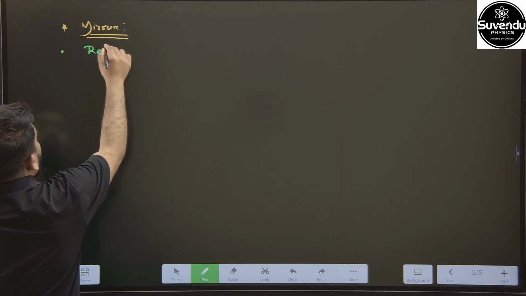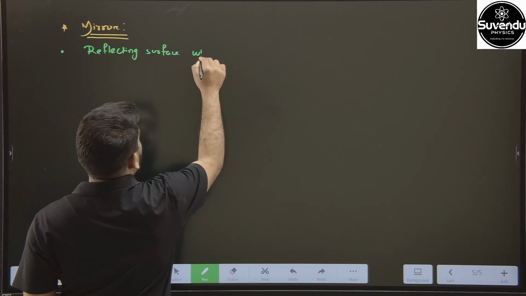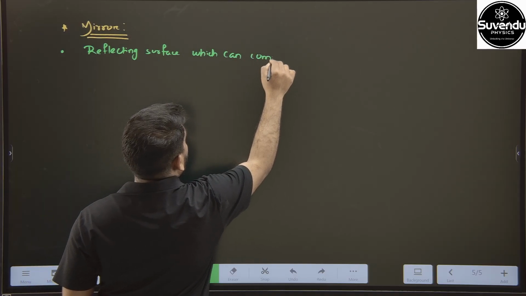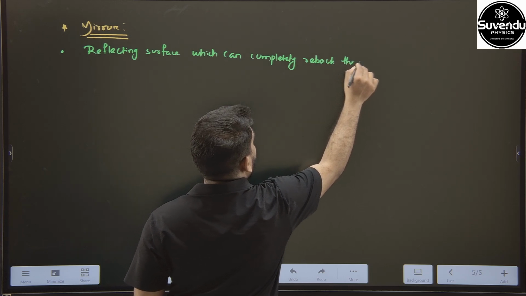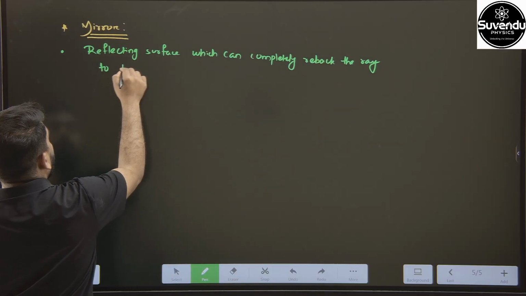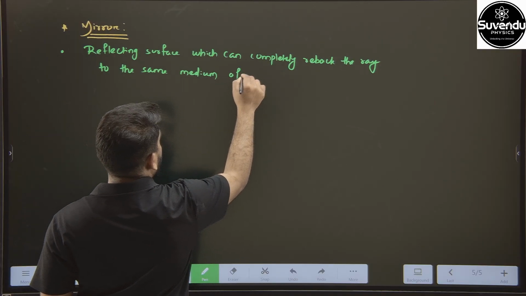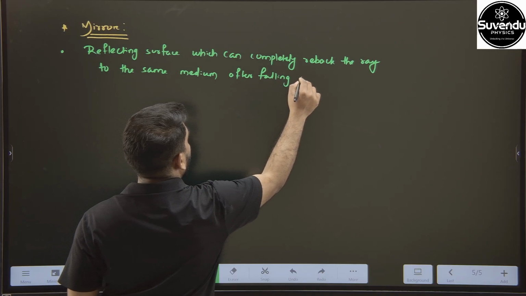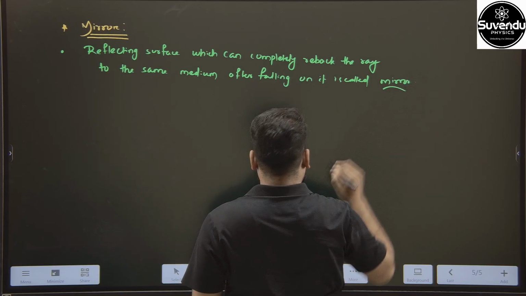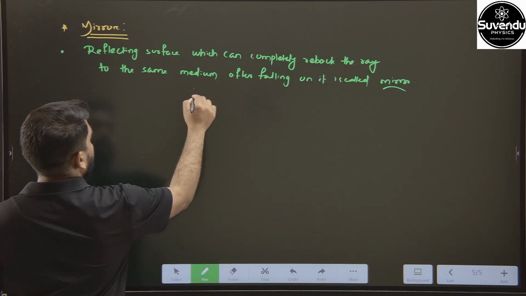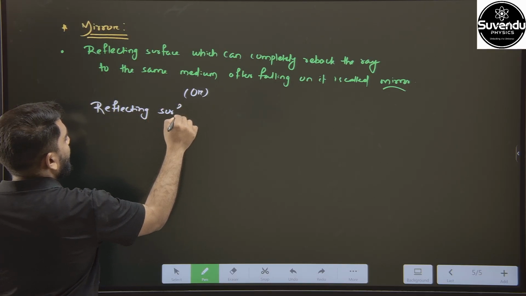First point we can write: reflecting surface which can completely reflect the ray to the same medium after falling on it or incidenting on it is called mirror. इसको हम लोग और एक सेंटेंस में भी लिख सकते हैं, वेरी सिंपल सेंटेंस, दैट इज रिफ्लेक्टिंग सरफेस which has 100% reflecting power.